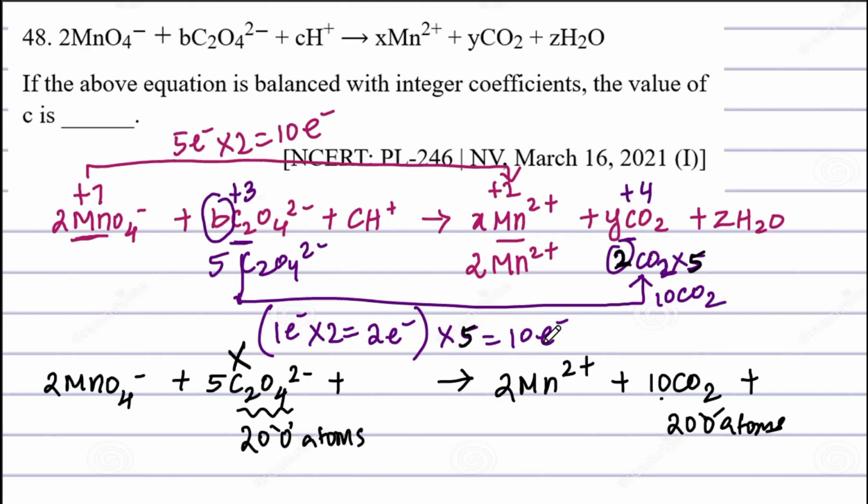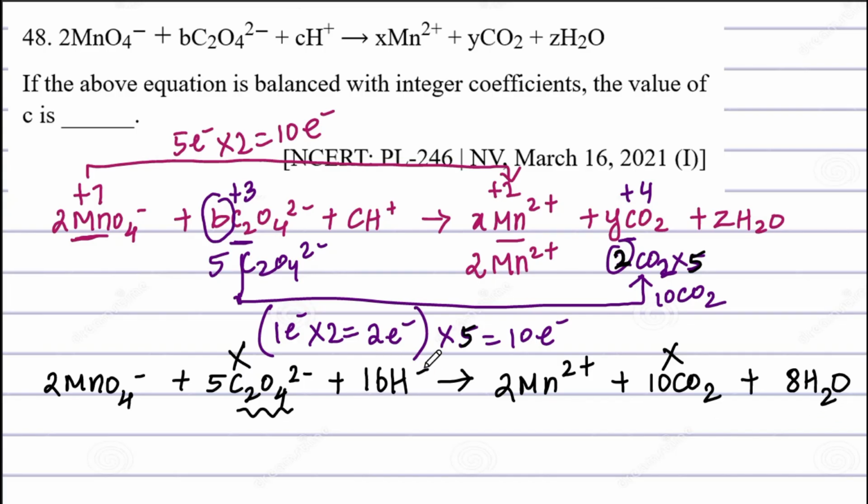So let us not bother about C2O4 2 minus and CO2. Let us just see MnO4 minus. The number of oxygen atoms is 2 into 4, 8. To balance the number of oxygen atoms on the product side, I am writing 8 H2O. Now you have to balance the hydrogen atoms. How many hydrogen atoms are there? 8 into 2, 16 hydrogen atoms. So in the reactant, you have to write 16 H plus.